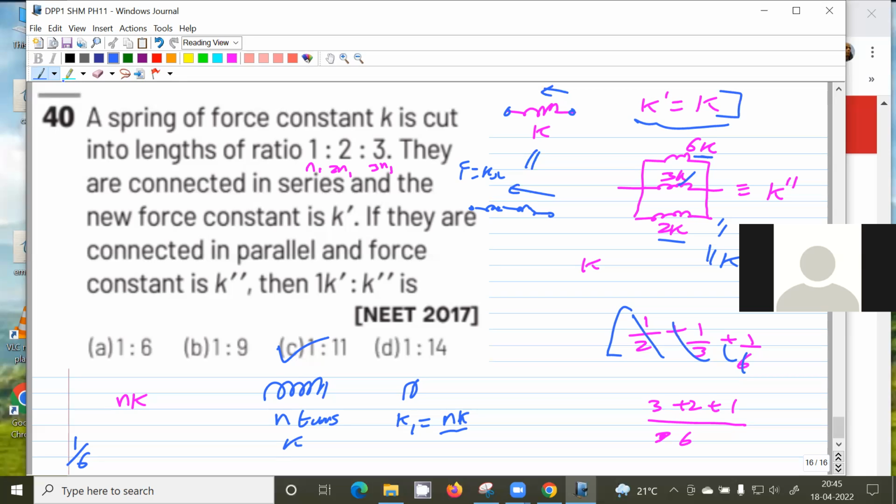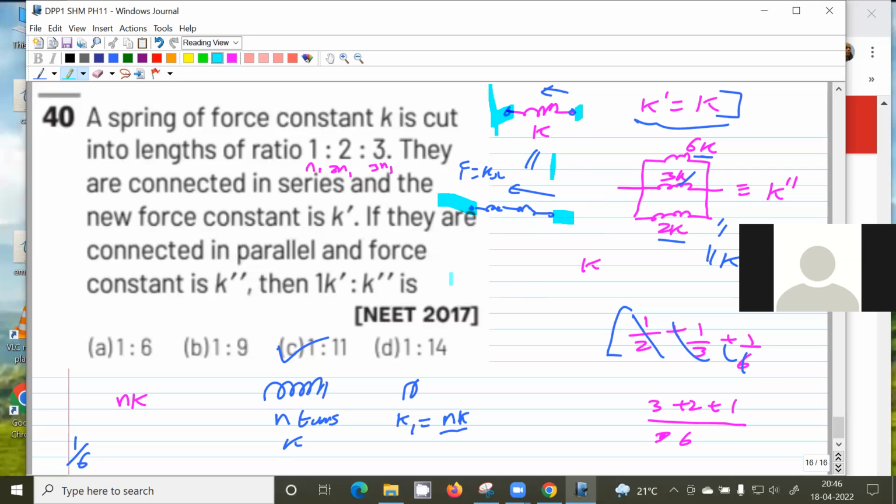So this thing you understood? When I have the original spring and I just cut it and then join it, it's exactly the same, because the force I will be applying is at the end. Here also the force I'm applying is at the end. So both are exactly the same situation. The higher the value of K, the more stiff the spring will be, sir.